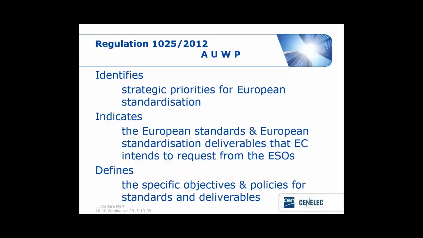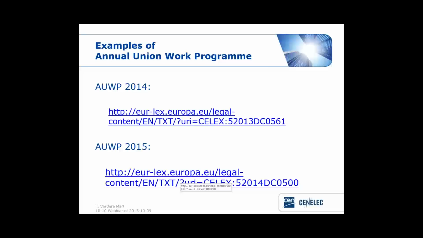Okay, we were talking before about transparency. The Annual Union Work Programme is one of the elements for the transparency of Regulation 1025, as it identifies 1 year before, or even sometimes 1.5 or 2 years before, the strategic priorities for the European Commission to set in the future standardization requests to develop European standards, which will give support to European regulations or to public policies. So that's a very interesting element, and we are going to see some examples here in the presentation.